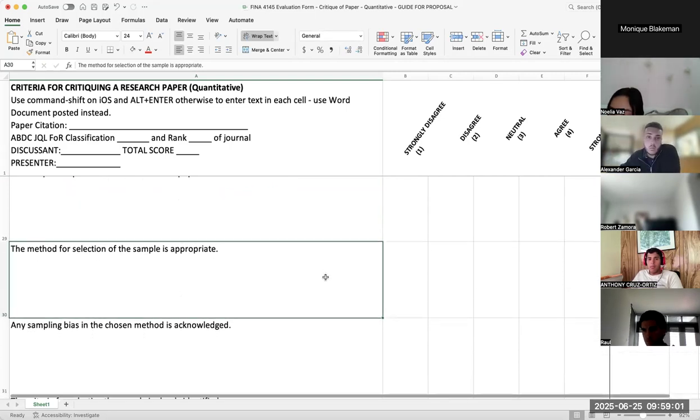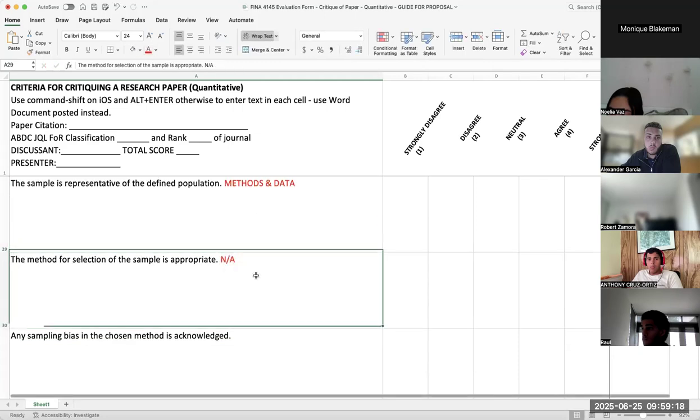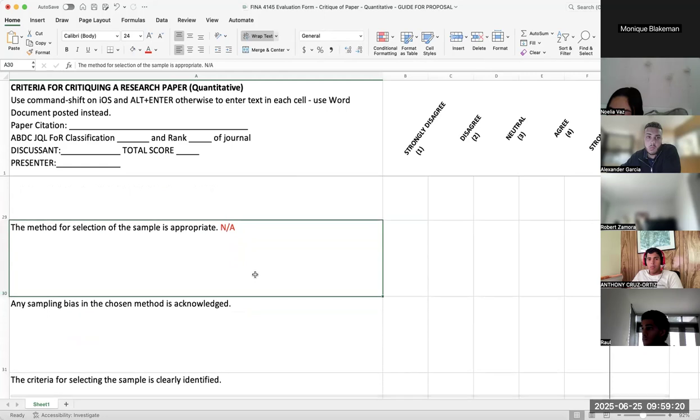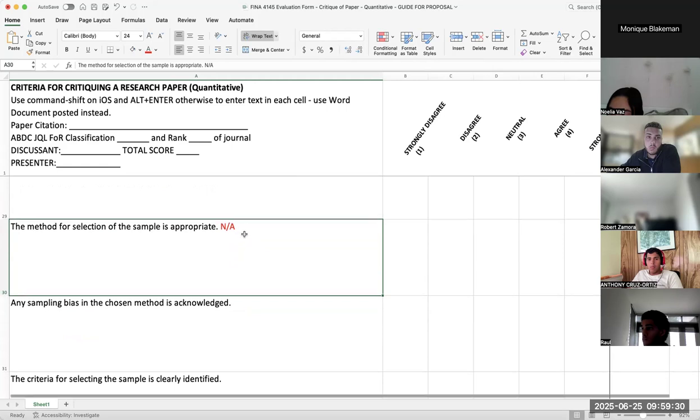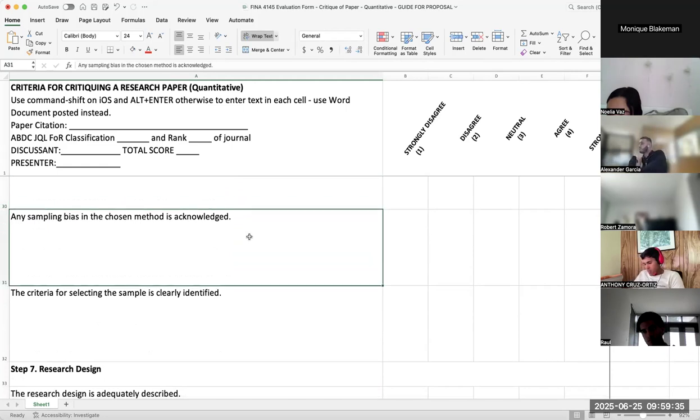The method for selection of samples: you're not going to do this. This is not applicable because you're likely not sampling. If you are sampling, you're going to have to let me know, but I don't think you're sampling. Maybe you have a large database and you want to randomize from there and collect a sample. I don't think this is applicable though. We'll leave that out. Any sampling bias in the chosen method is acknowledged.